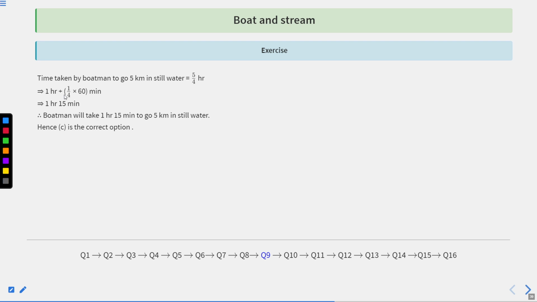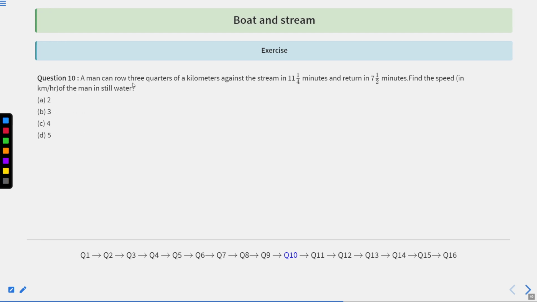So this implies that 1 hour plus 1 upon 4 times 60 minutes. So 1 hour 15 minutes. Therefore, the boatman will take 1 hour 15 minutes to go 5 kilometers in still water. So the correct option here will be option number C, 1 hour 15 minutes.